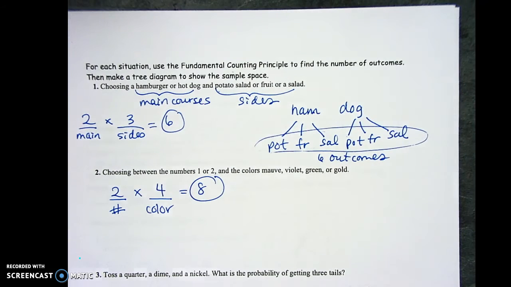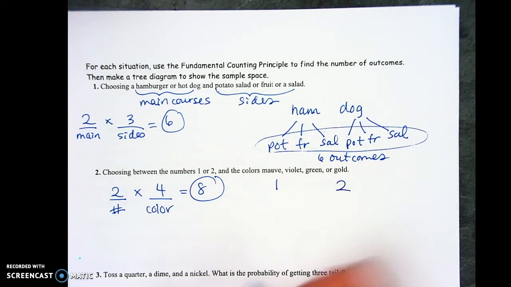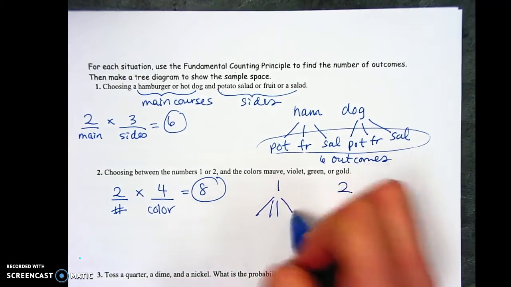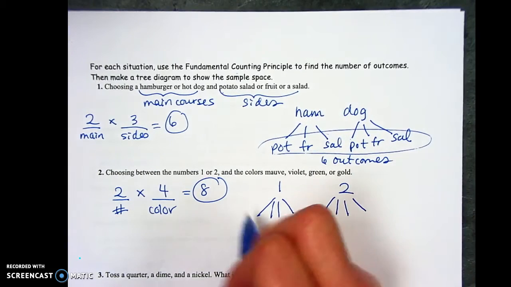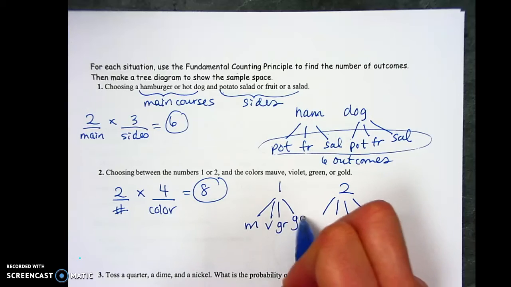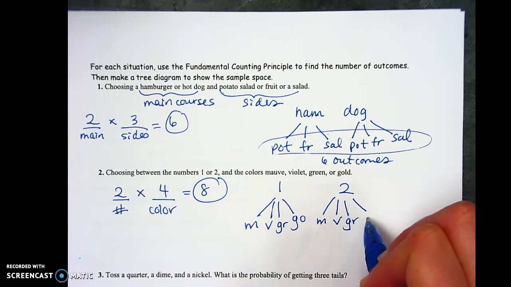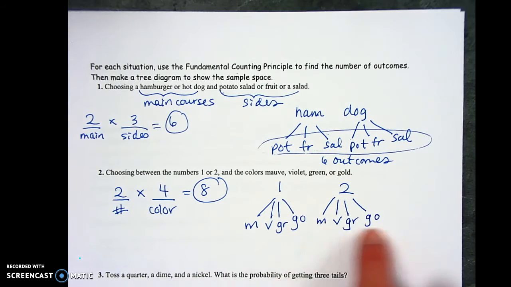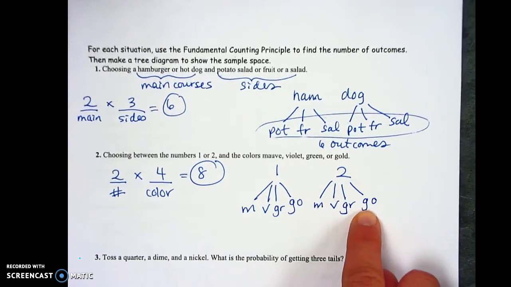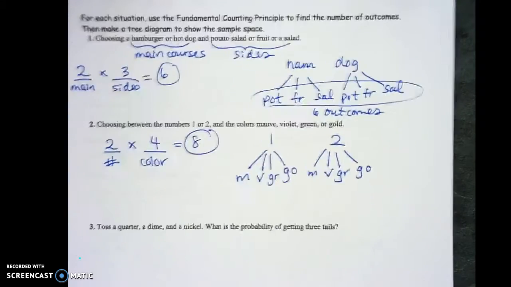To make a tree diagram, first I'm starting with the first event, picking a number, 1 or 2. And I have 4 different colors I could pick after that. Mauve, violet, GR for green, GO for gold. And the same for number 2. Again, I have a total of 8 outcomes or combinations of things that could happen, picking a color and a number. For number 3, let's talk about money.